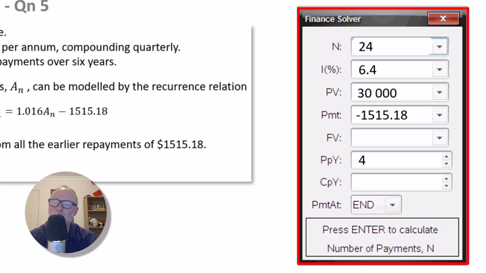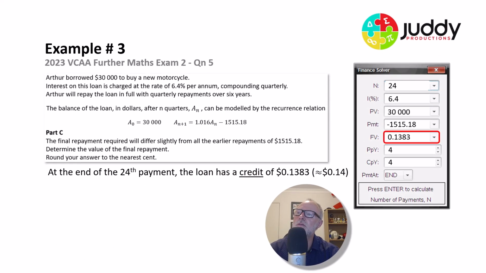Payments per year is quarterly, so that's 4 times a year, and compounding period is also 4 times a year. The PPY and the CPY, that is the payments per year and the compounding periods per year, is always the same. So when we press enter on our finance solver, we end up with a future value of $0.1383, or if you like, 14 cents rounded to the nearest cent. So at the end of the 24th payment, the loan has a credit, because it's positive, of approximately 14 cents.